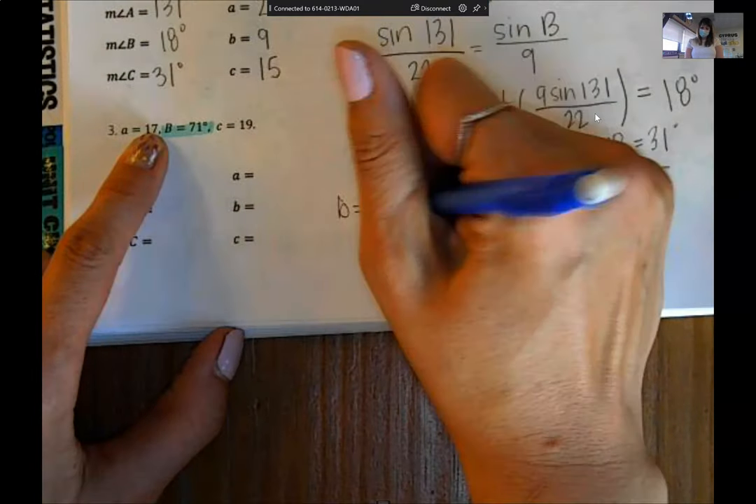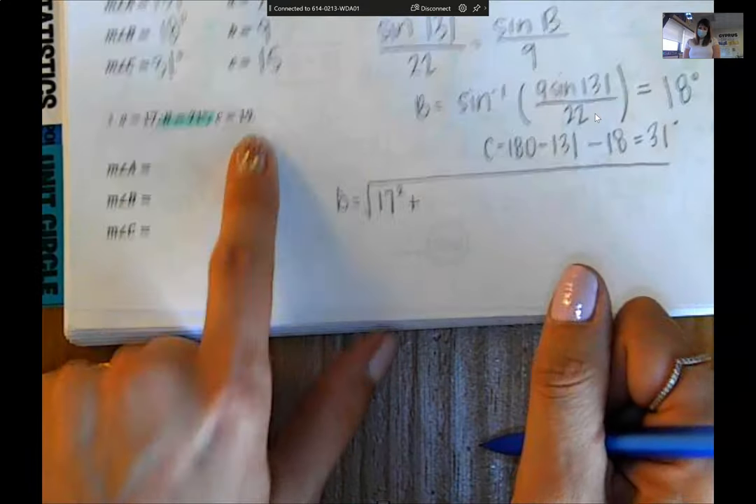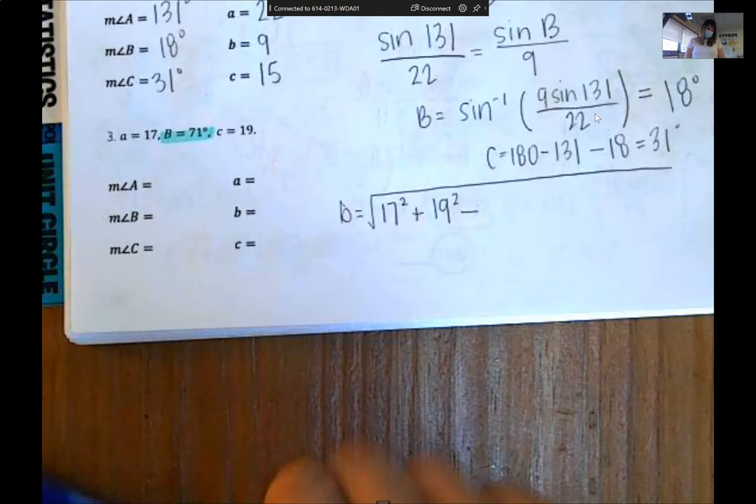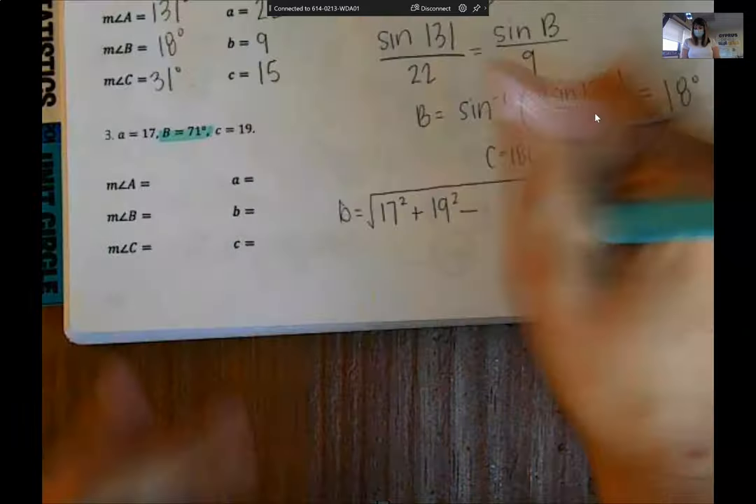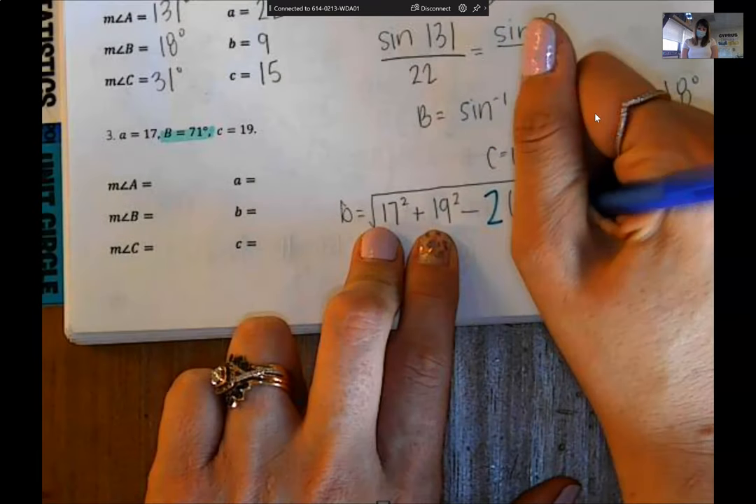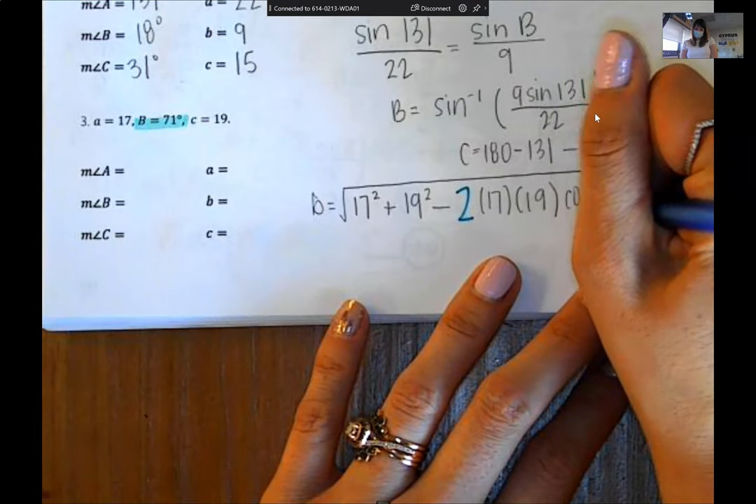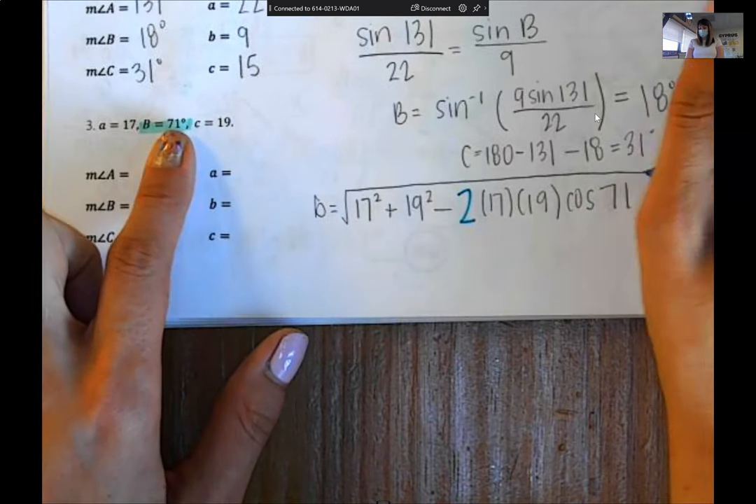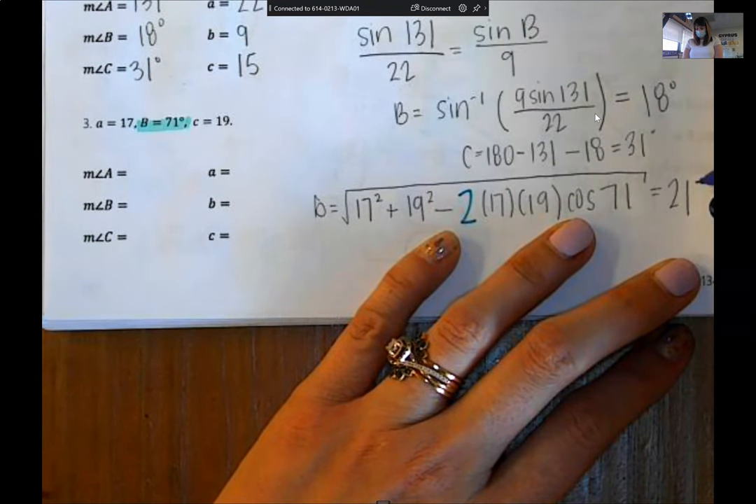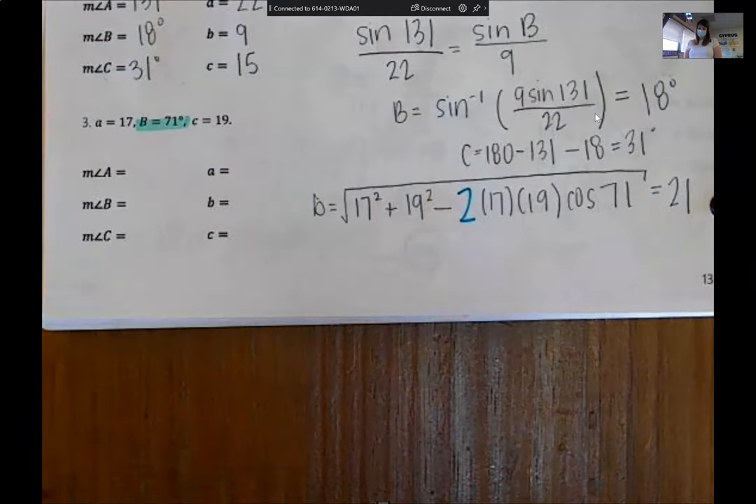Then I'm just going to take them in the order that they give them to me. So I'm going to square the first side, 17 squared, plus square the second side, 19 squared, minus that 2 that's always there, times these side lengths. So 2 times 17 times 19. We're in the law of cosines, so we do cosine of the only angle they gave me, which is 71. 21 is what I'm hearing. Is that what you guys got? Yeah. Okay.